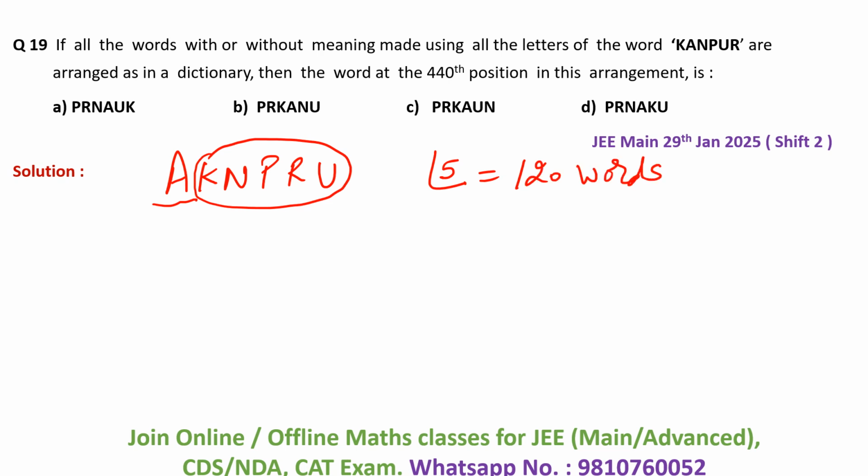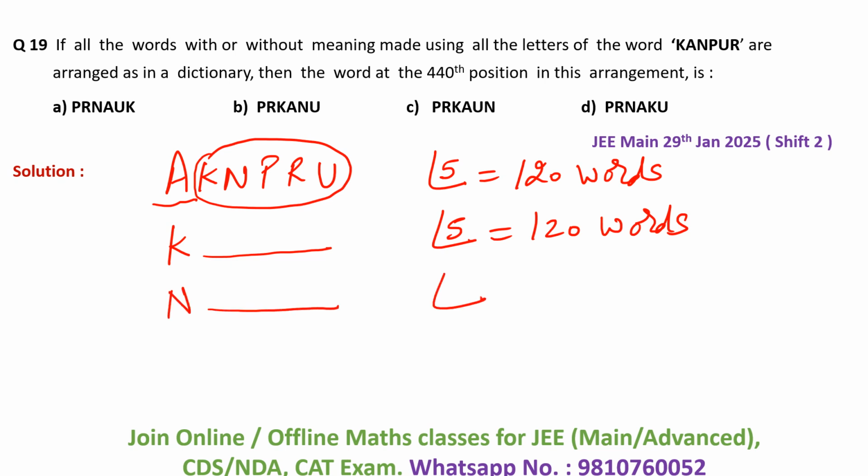Now after the list of all the words starting with A is over, I will be writing the words starting with K. So again 120 words. After this, we will write the words starting with N. Again factorial 5 or 120 words. So till now we have written 360 words.